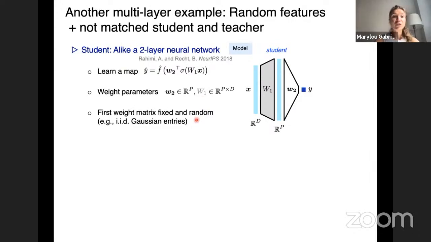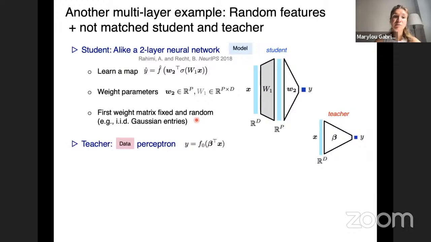And the teacher that we are going to consider is not in the same shape, but let's say we can consider a perceptron as the teacher that will give us either regression outputs, so real valued outputs, or some binary labels, depending on what we are doing.